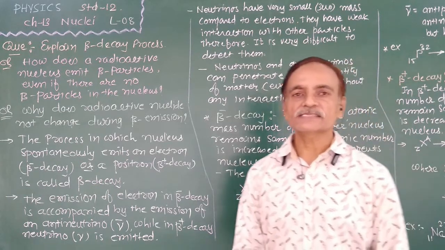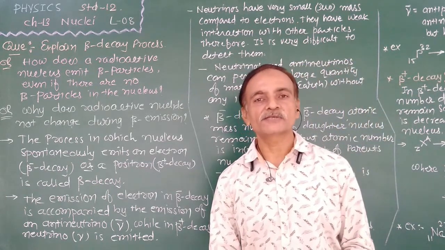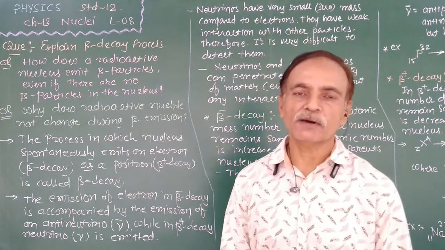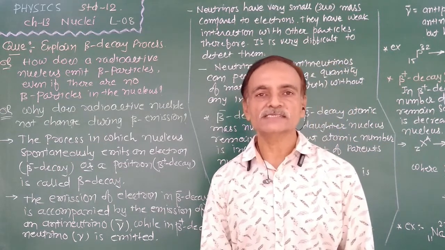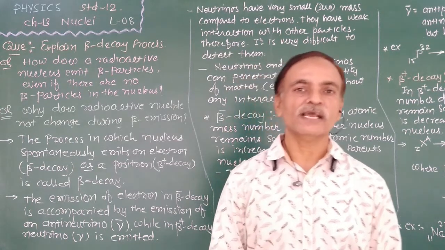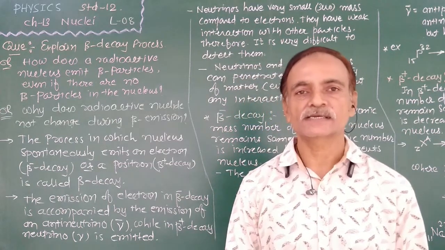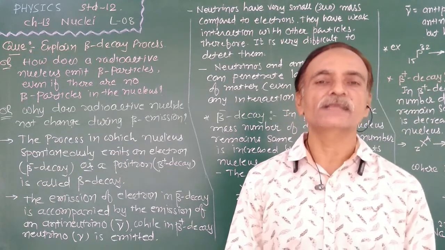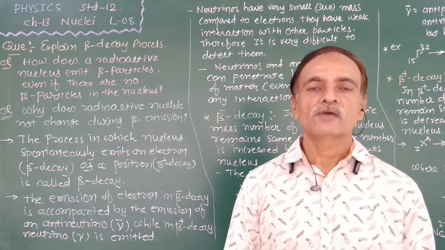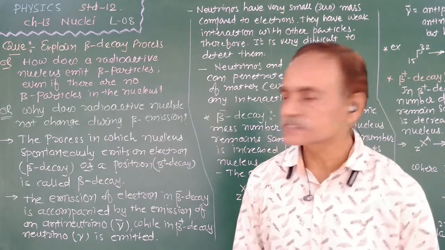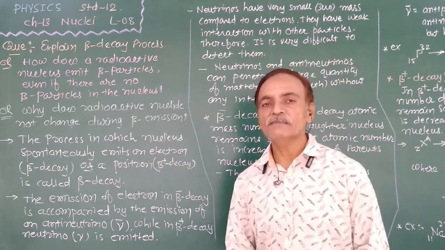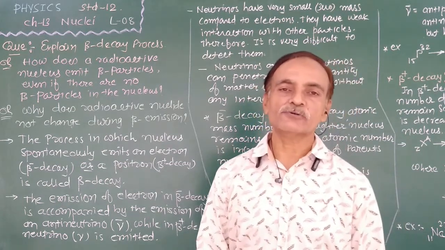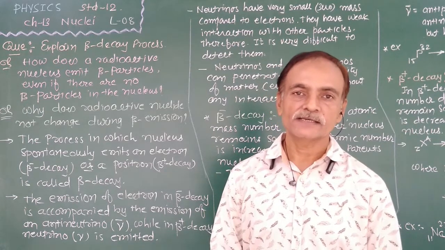Emission of the beta particles means either the electron or the positron is emitted from the nucleus. But already we have the information about the nucleus. Inside the nucleus, the positively charged proton and the neutral neutron are present. Electron and positron are not present inside the nucleus. Why? During the nuclear process of beta emission, or the beta decay, the electron or the positron is emitted.